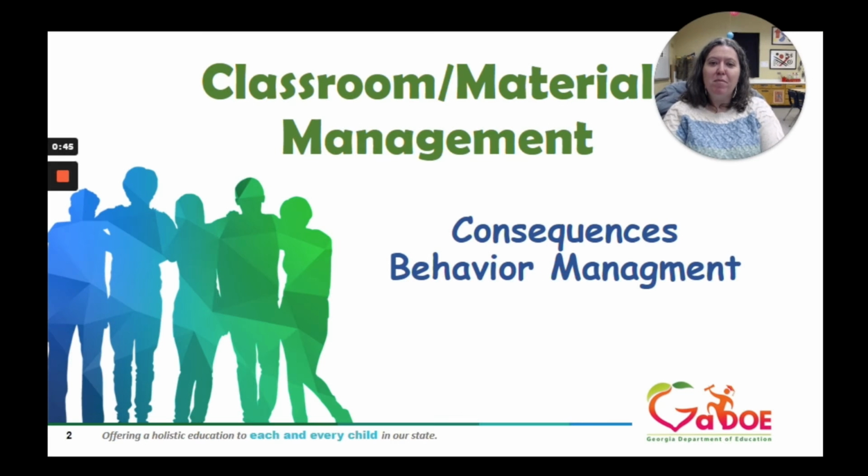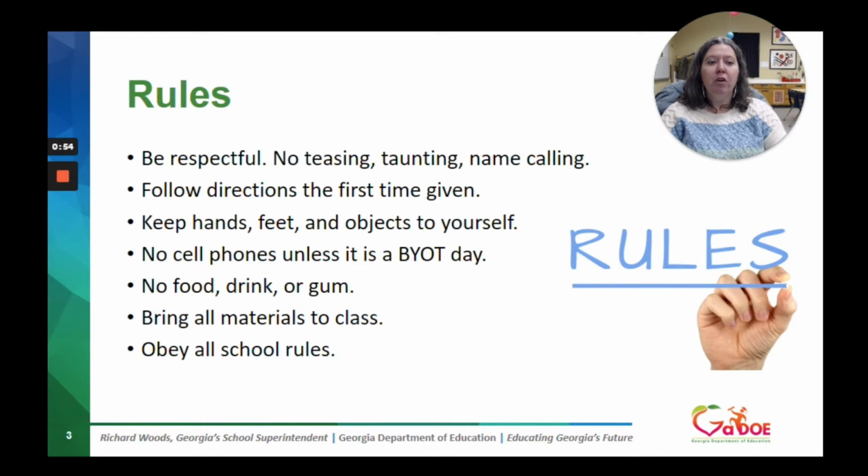All right, our second episode of Classroom and Materials Management, we're going to deal with consequences and behavior management. So in the art room, having good classroom management is really imperative. The first step in having good classroom management is letting students know what the rules are and what expectations you have for them. You also have to really teach those expectations. You can't just expect them to know them. I've also posted these in my classroom to serve as daily reminders. I refer students to them as needed.